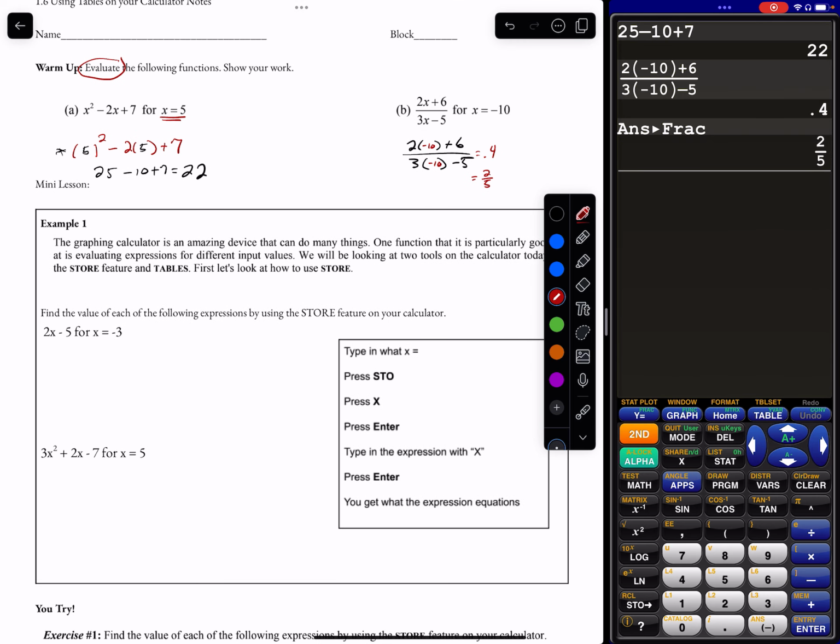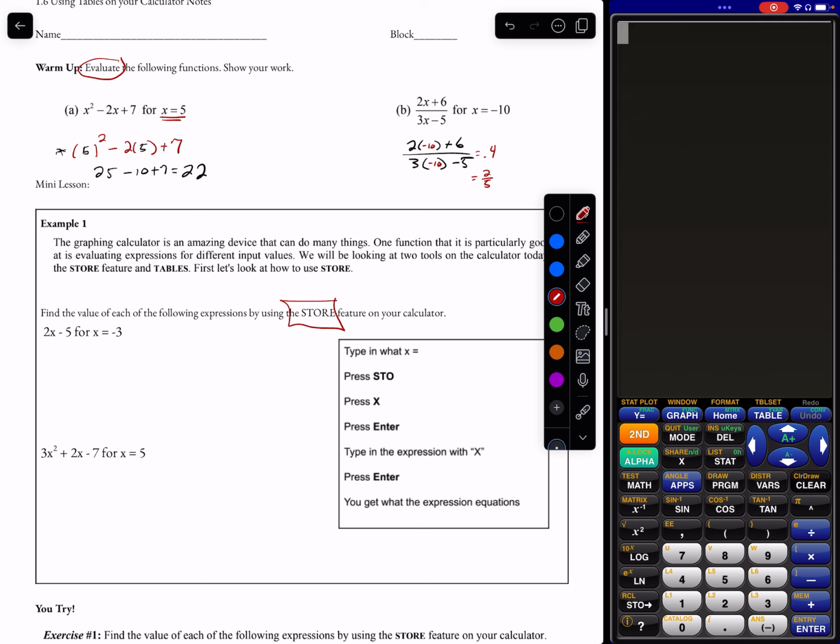Okay, so now we're going to use our calculator a little bit more and kind of figure out what exactly we can do with it. First we can do this store feature on our calculator. So what we can do here is you can store a number in for x. So if I just hit x right now and hit enter, it has a value. We don't want it to be 0.6229. We want it to be -3.